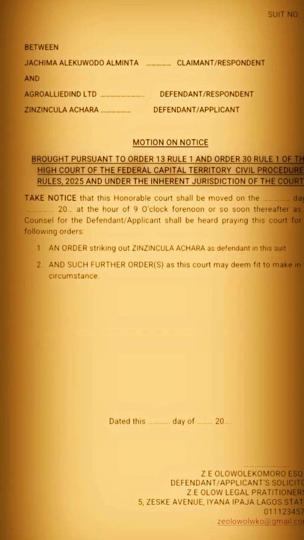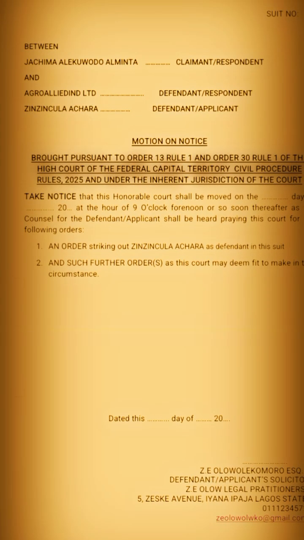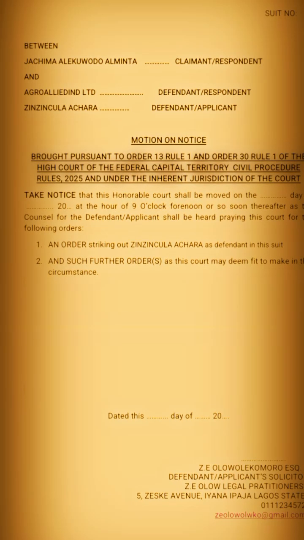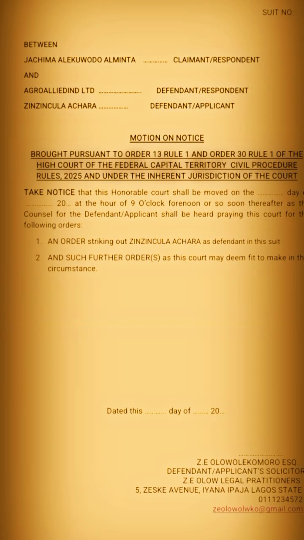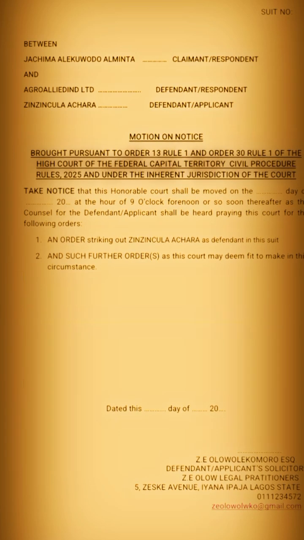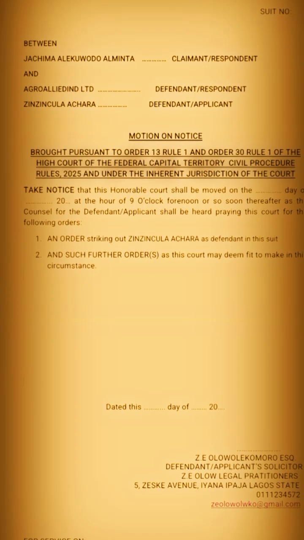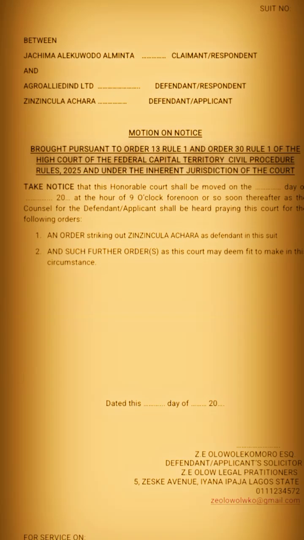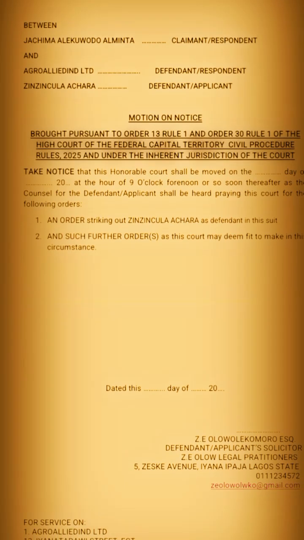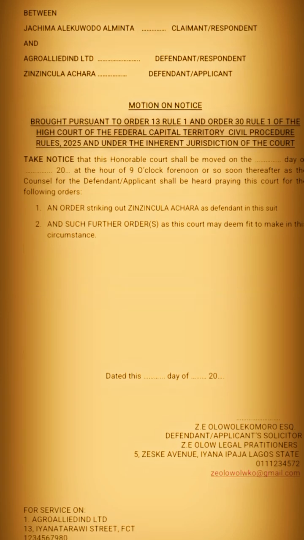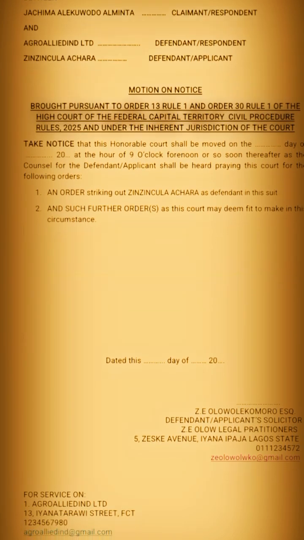The next thing, we move to the title, which is the motion on notice. Then you write the law that guides your motion. Then you have to internalize your take notice part. That is the first paragraph. You ensure that you internalize it, and remember that you don't date the first paragraph. Then, what is counsel praying the court? The defendant applicant. Always know that it is your applicant that is praying to the court. Your applicant is telling the court what he or she wants the court to do.